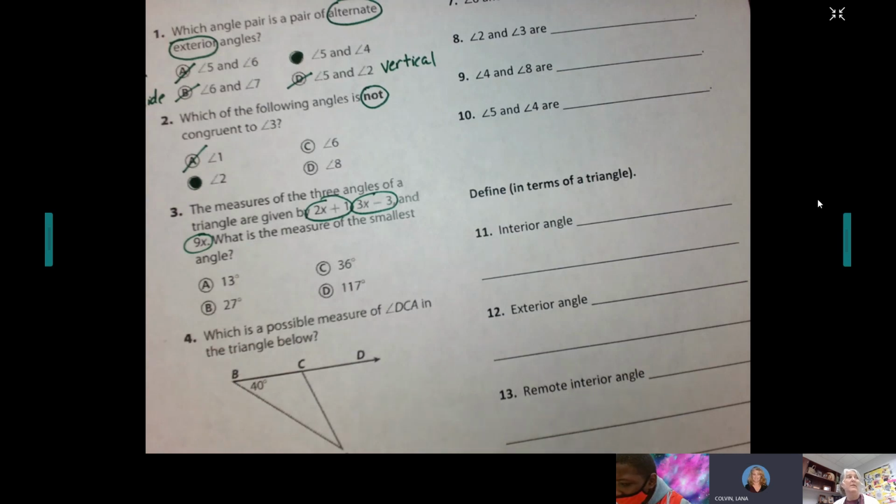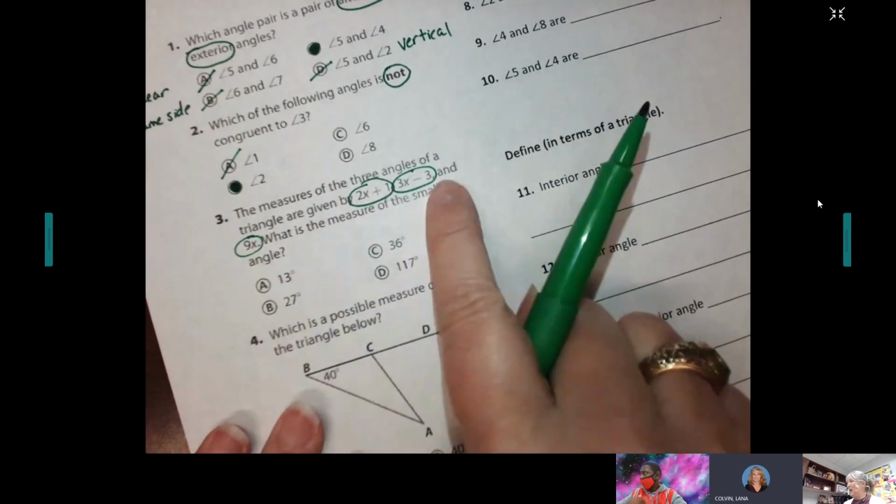What do I know about the angles of a triangle? It's not on there, but y'all should know. What do I know about the angles of a triangle? They have to add up to 180 degrees. So here are my 3 angles.